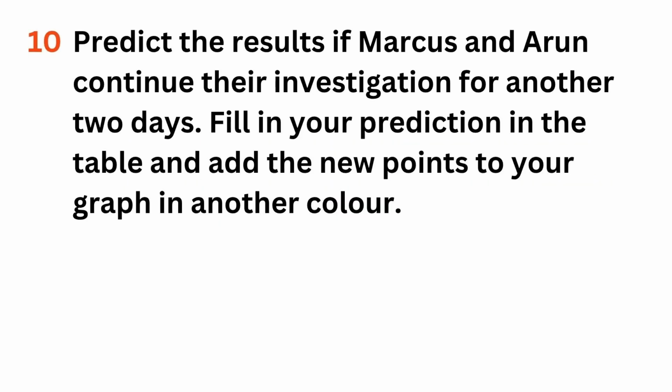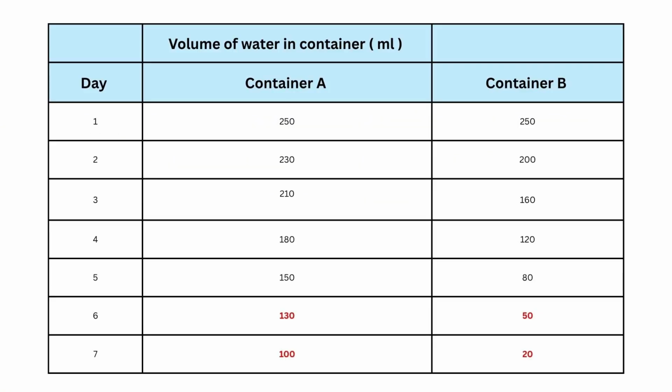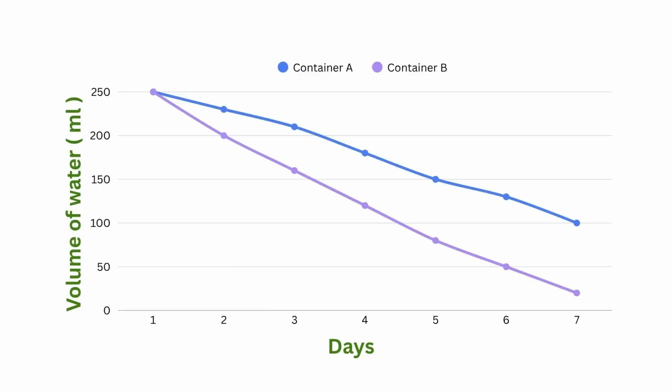Question 10. Predict the results if Marcus and Aaron continue their investigation for another 2 days. Fill in your prediction in the table and add the new points to your graph in another color. So I predict that for the next day in container A it will be 130 milliliter and 100 milliliter, and for container B 50 milliliter and 20 milliliter. So this is the result of the graph for another 2 days.